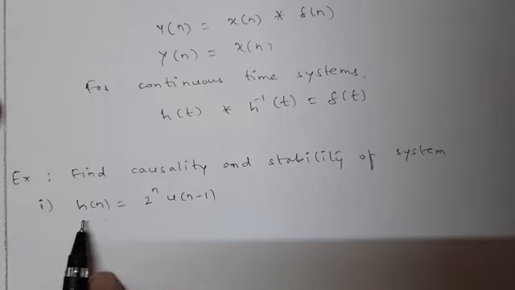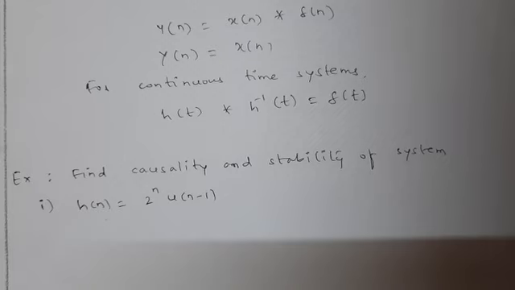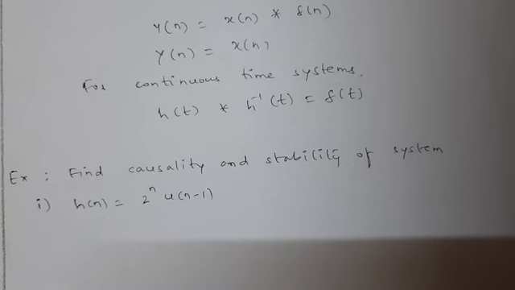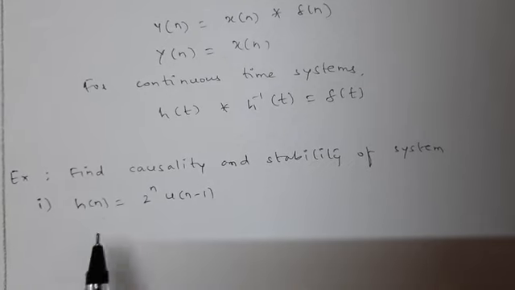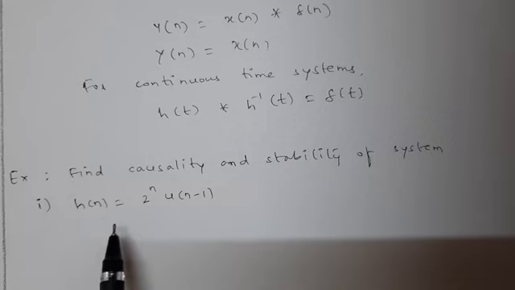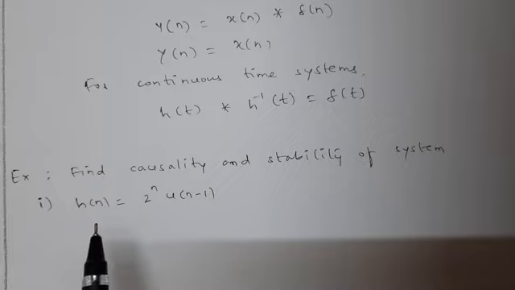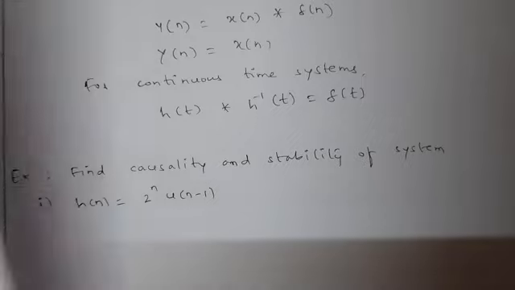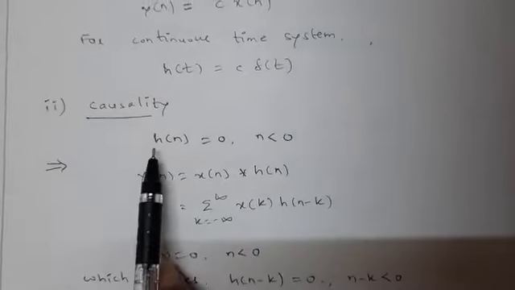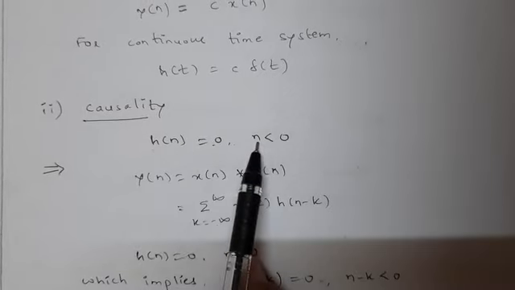Now you will be given either h of t or h of n. You should find any of the properties with respect to this h of n. What does the causality property state? It states that h of n should be 0 for n less than 0, for the system to be causal. So causality: h of n is equal to 0 for n less than 0.